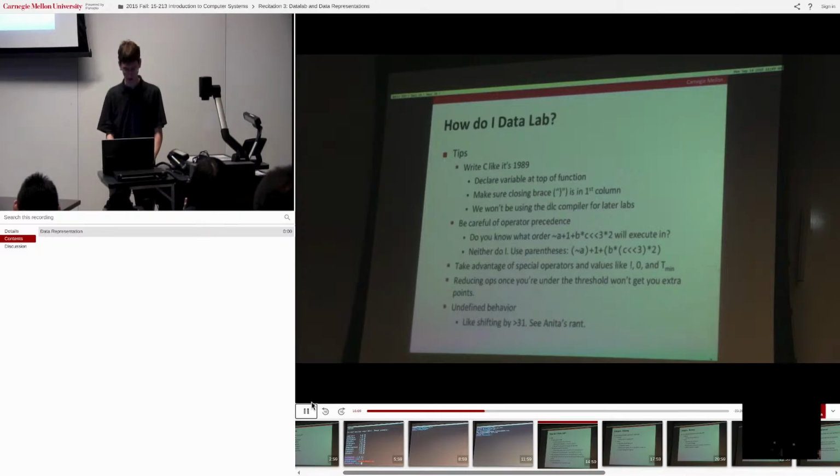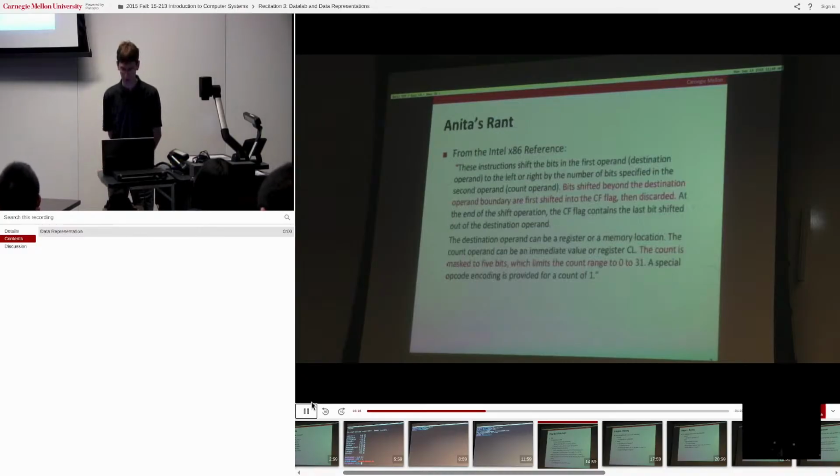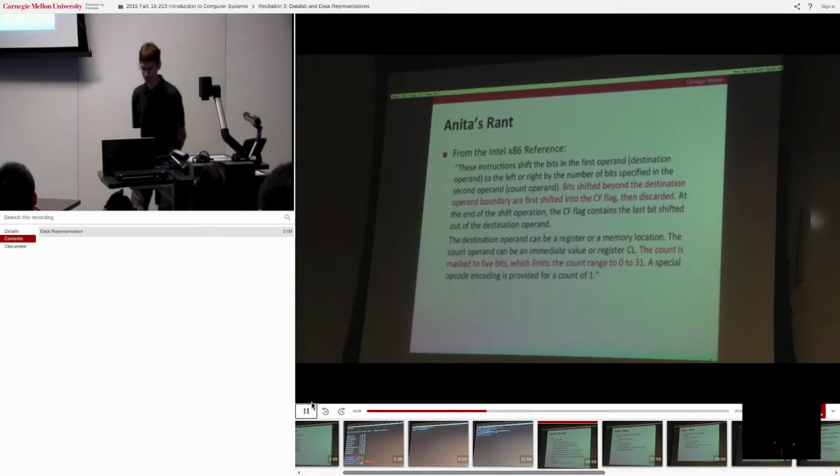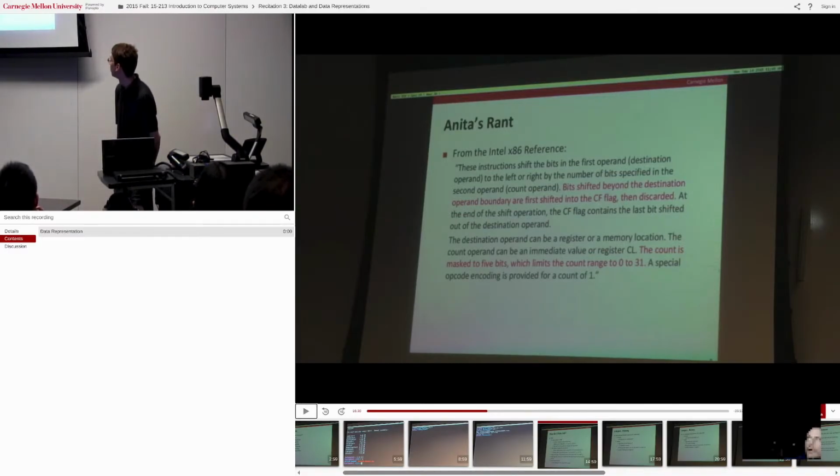Also, you should worry about undefined behavior. So bit shifting by greater than 31 bits or by a negative number of bits is undefined. Here's a little bit of an excerpt from the x86 reference about what shifting by more than 31 does. So it just takes those extra bits and it puts them into a flag. Let's read this from the Intel x86 reference.